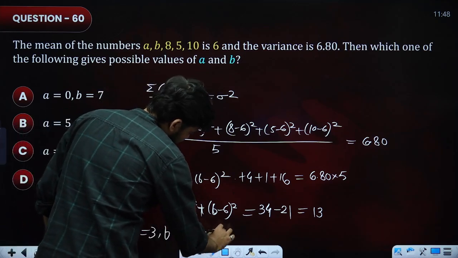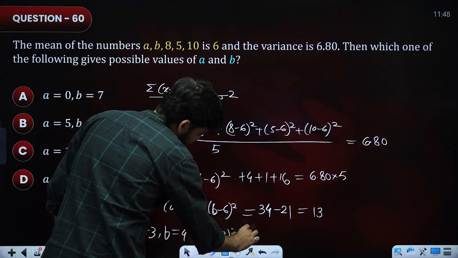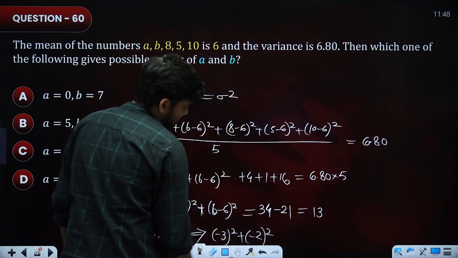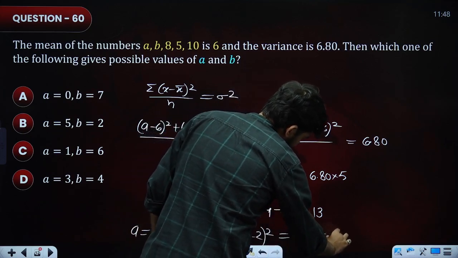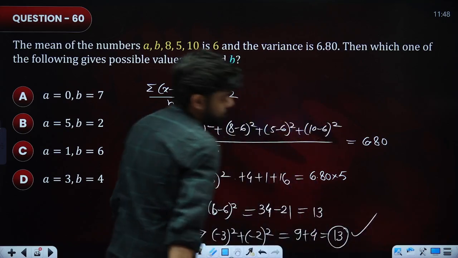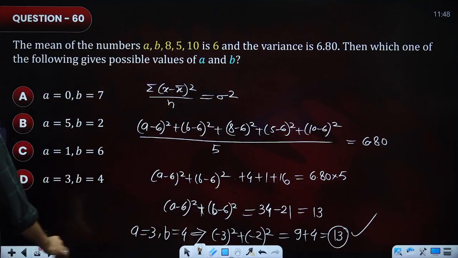That's how we can write minus 3 square plus minus 2 square. This is equal to 9 plus 4, and overall we got 13 over here. Okay, so 13 is the correct match. So option D is the correct answer.